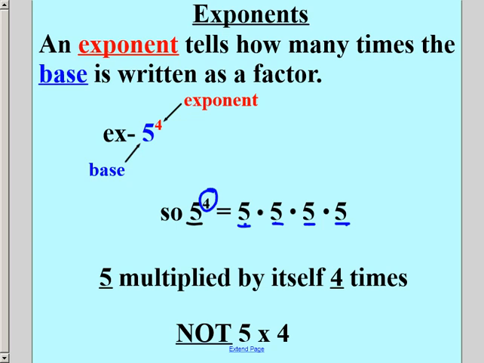It is not the same thing as 5 times 4, because if you think about it, 5 times 4 is 20, but if we actually worked this one out, 5 times 5 is 25, 5 times 5 is 25, and 25 times 25 is 625. That's very, very different than just getting 20. So we have to realize that when we write repeated multiplication, we're going to get something different than if we're just multiplying two numbers.